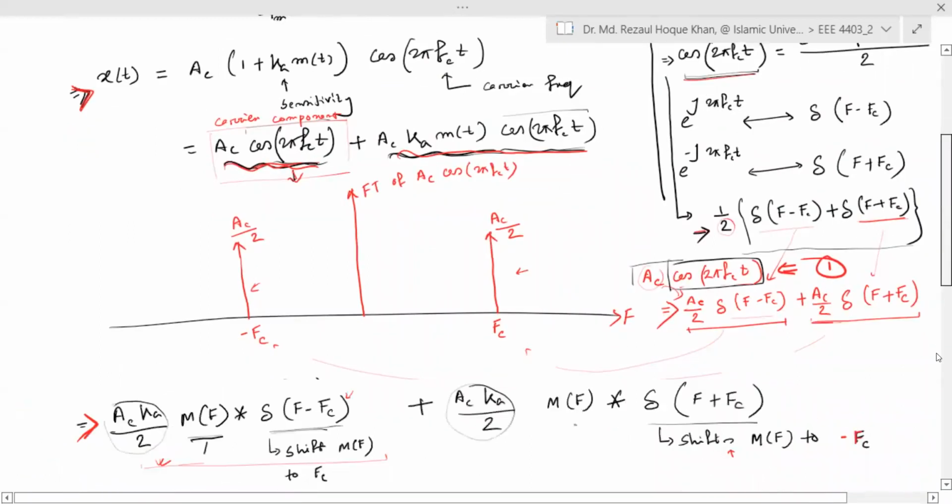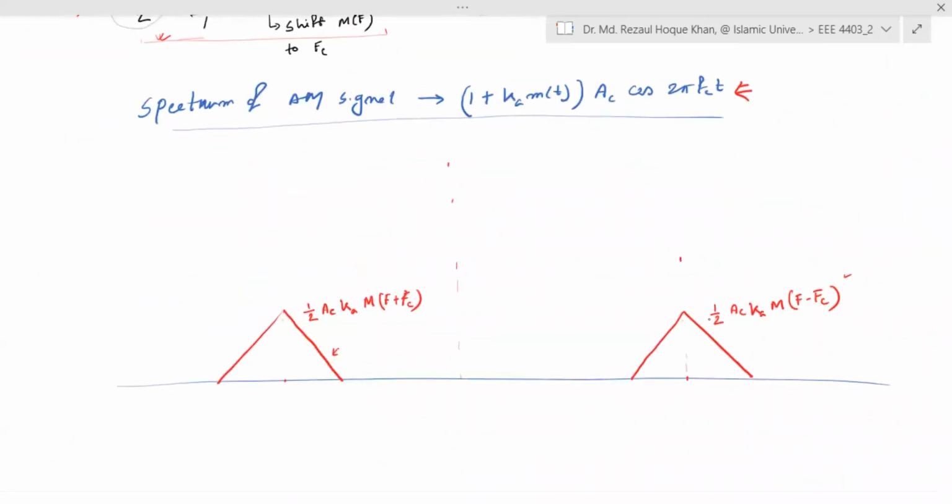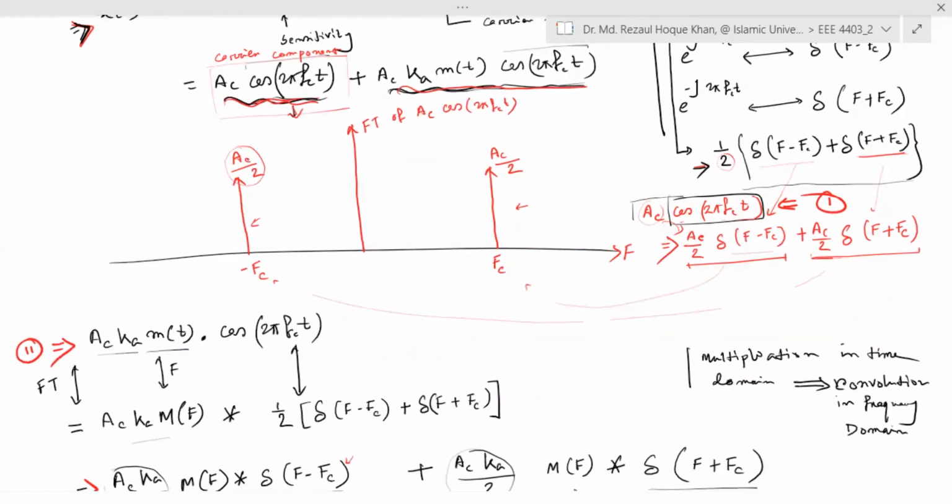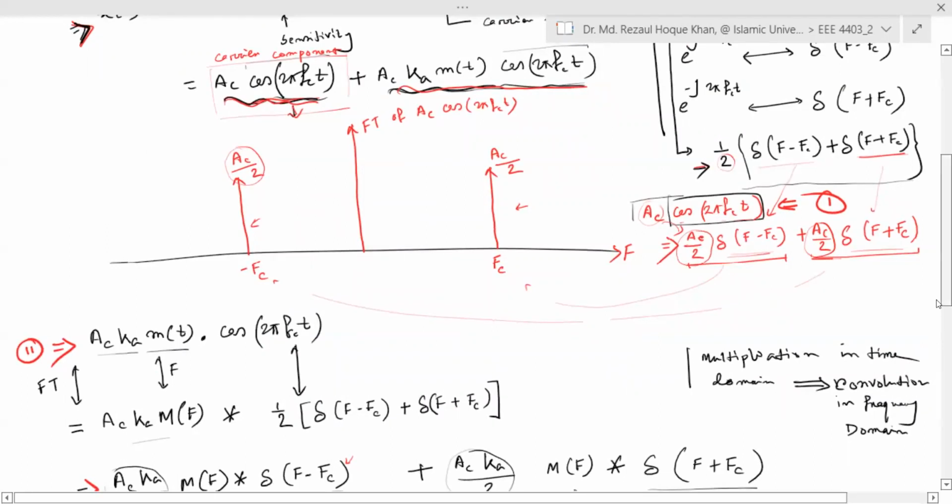Let's draw them here, which will be actually this one, which is A by 2 delta F minus Fc, or A by 2 delta F plus Fc. You see, we did it earlier. This is the amplitude, and this is the delta component. So that is what we draw here.